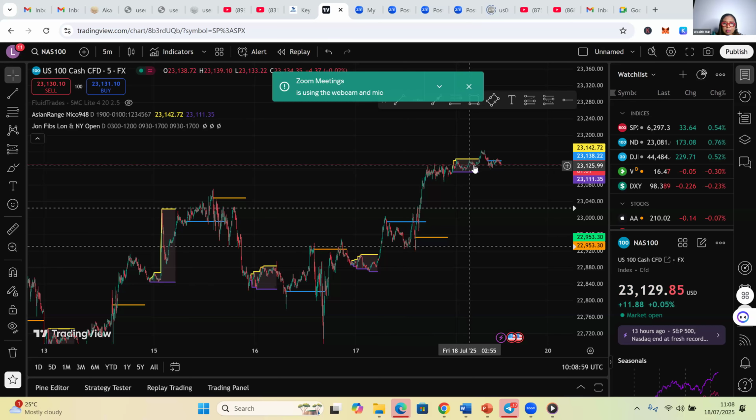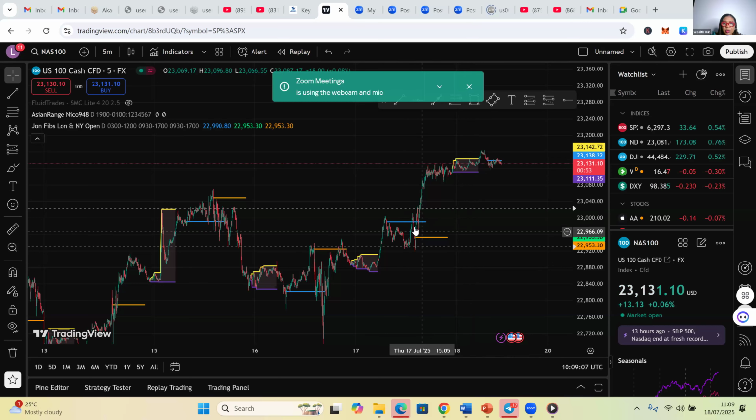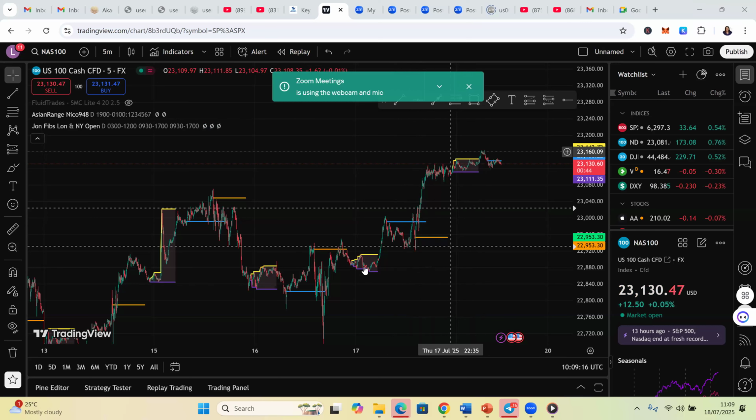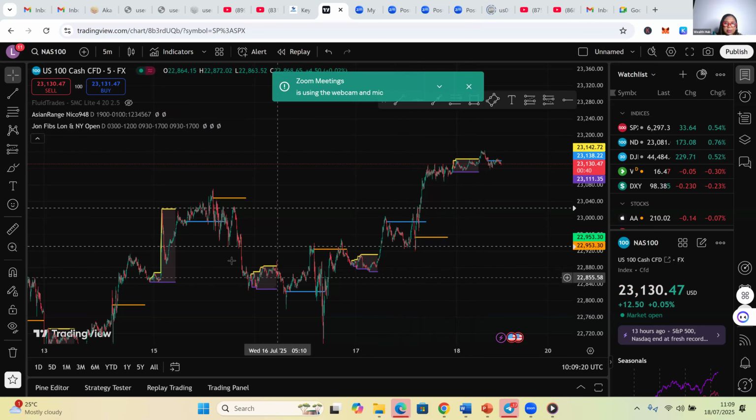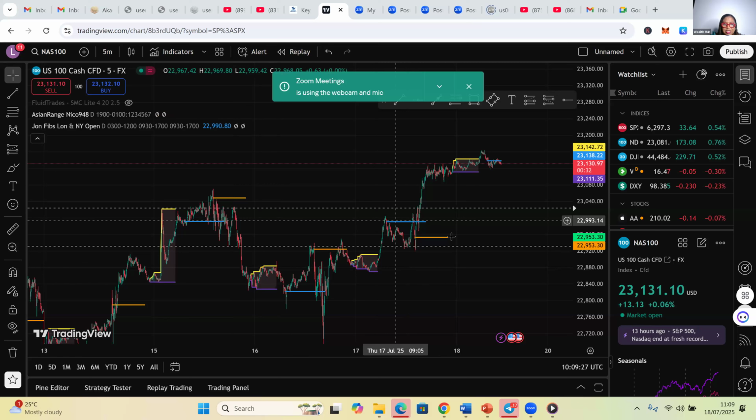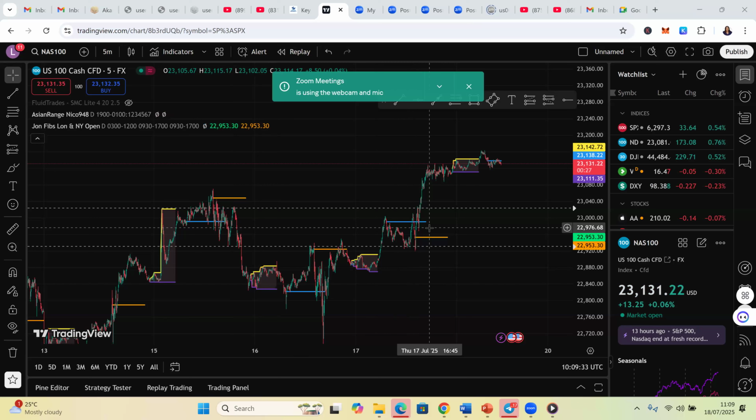You mean this one? That one is shaded. The yellow one, you mean this one? This one is not shaded. This one is not Asian. This one is just telling you that this is the London time and this is the New York time. This yellow and purple, those are the Asian time. This one is just telling you the start of New York time and the start of London time.